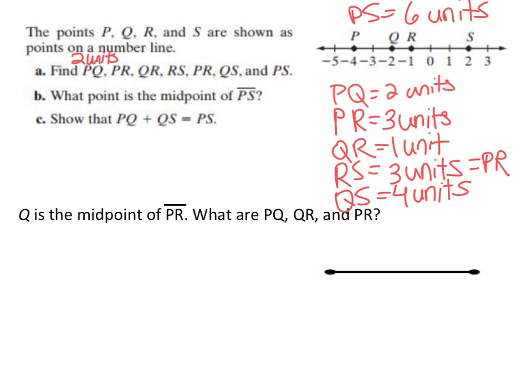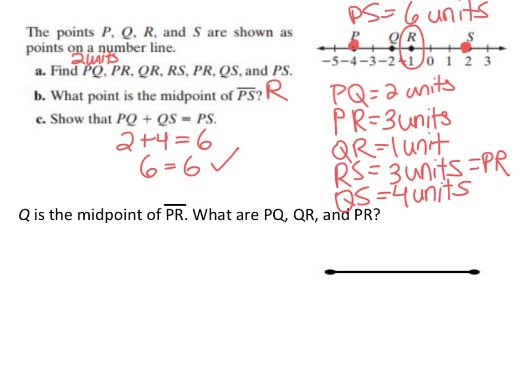Part B wants to know what the midpoint of PS is. Well, if this is P and this is S, we're going to do, for the midpoint, -4 plus 2 divided by 2. That's going to give me -2 divided by 2, which is -1, so that means point R. Finally, it wants us to show that PQ plus QS equals PS. Well, the measure of PQ, we said before, is 2 units. The measure of QS, we said before, was 4 units. And PS we also found, which was 6 units, and 6 does equal 6, so that is true.